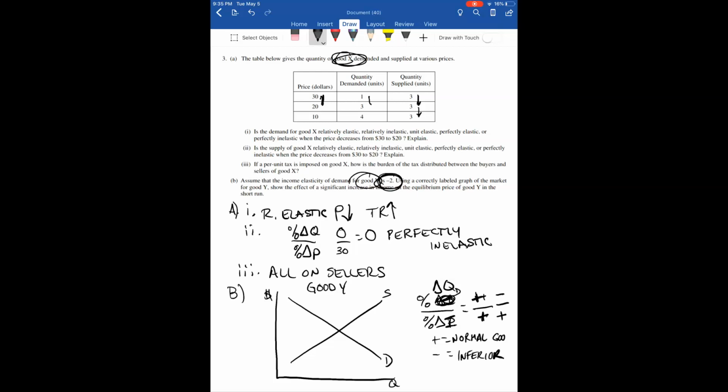And so on the graph for good Y, if I have a significant increase in income, I'm going to demand less of good Y, because it's an inferior good. So this would be Q2, this being my original quantity. So that is 2010 AP Micro Form B FRQ number 3.